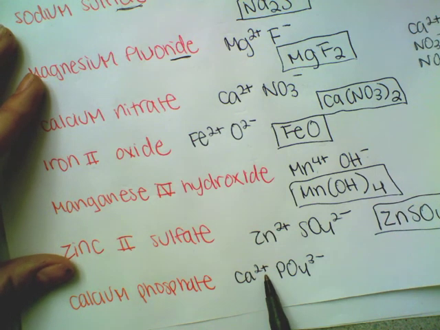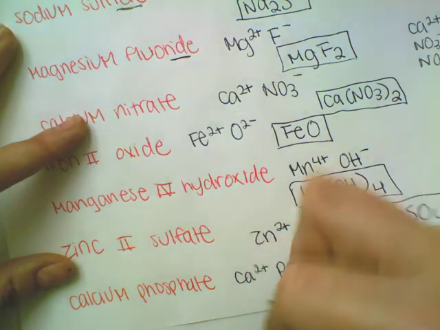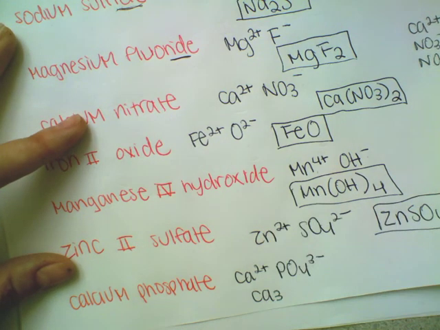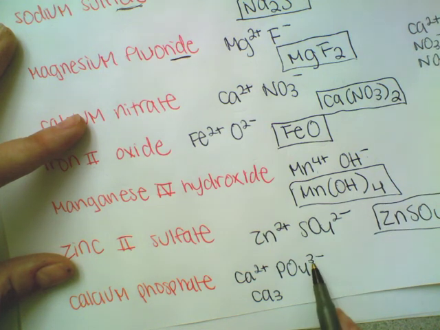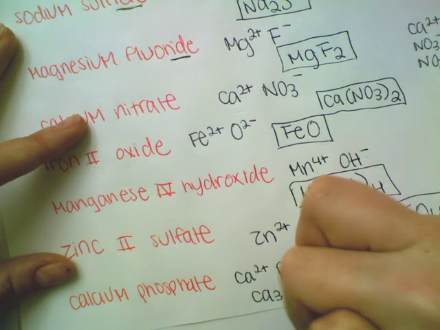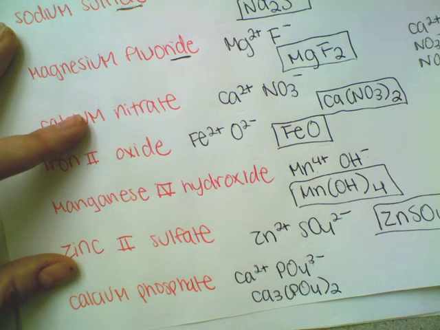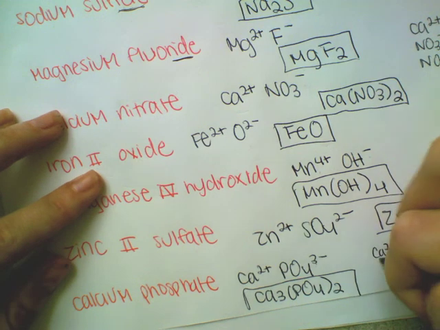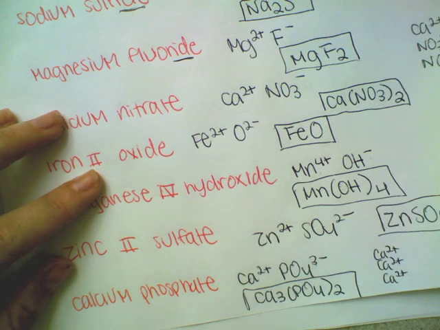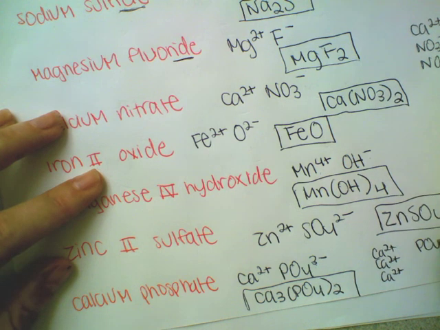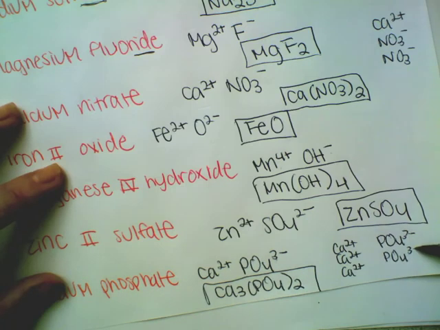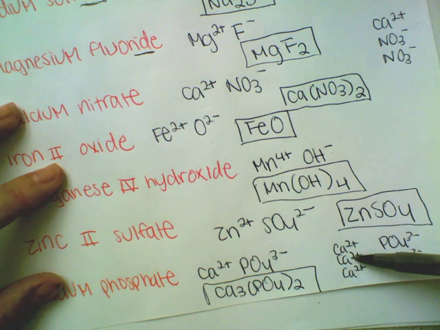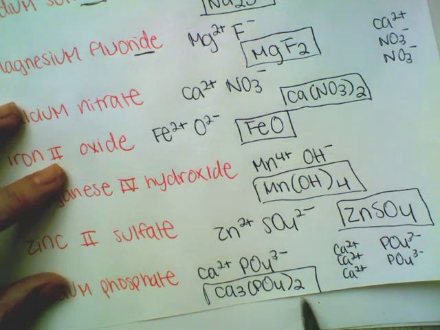So how many 2 plus charges do we need to add up to positive 6? That will be 3. And then how many negative 3s do we need to add up to negative 6? That would be 2. So PO4, 2. We've got 3 calcium ions, which is 2 plus, and then 2, 3 minus. So negative 3 and negative 3, that's negative 6, and then positive 2, positive 2, positive 2, that adds up to positive 6. So overall the charge is 0.